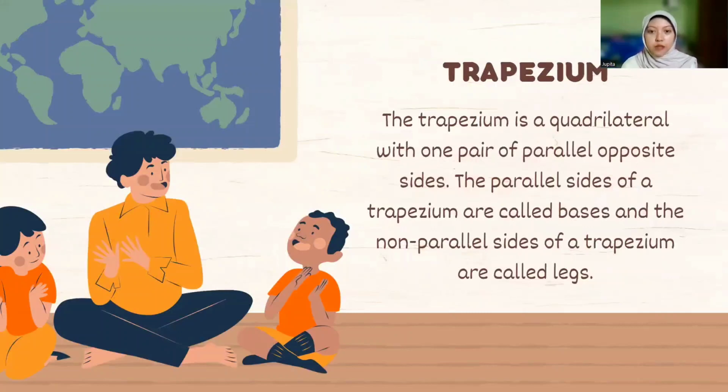For the last, there is trapezium. The trapezium is a quadrilateral with one pair of parallel opposite sides. The parallel sides of a trapezium are called bases, and the non-parallel sides of a trapezium are called legs.